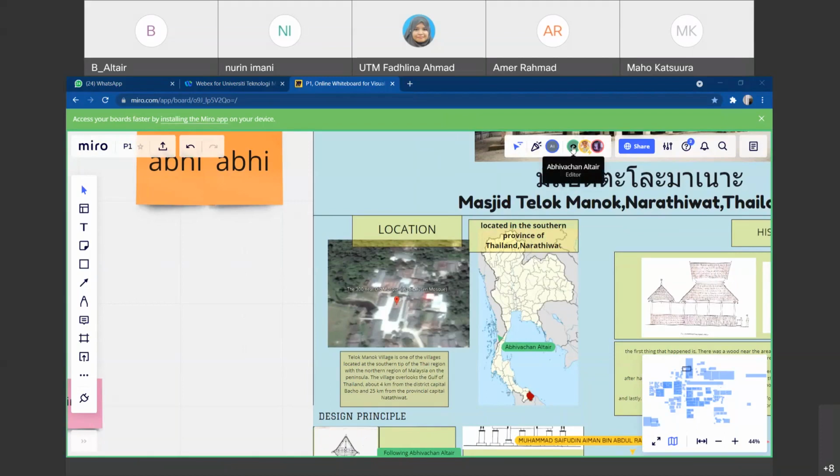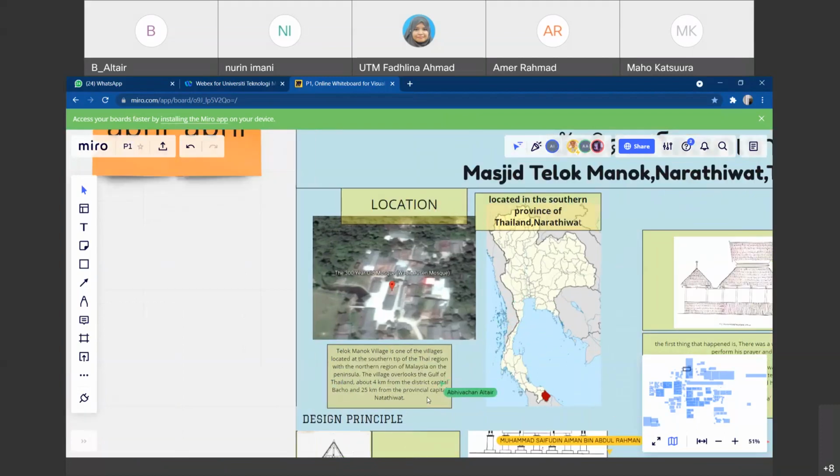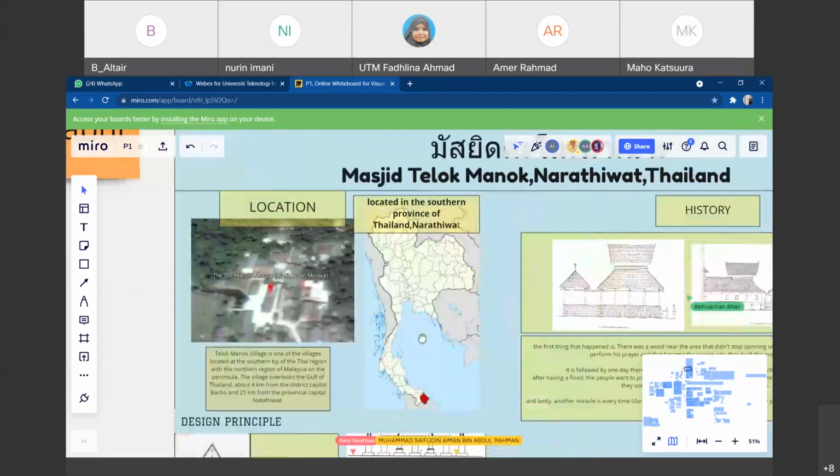Like I mentioned, it is located in the southern province of Thailand, Narathiwat, and the Teluk Manuk village is one of the villages located in the southern tip of the Thai region, with the northern regions of Malaysia on the peninsula. The village overlooks the Gulf of Thailand, about 4 kilometers from the district capital, Beko, and 25 kilometers from the provincial capital, Narathiwat. Moving to the right side, there's the history.